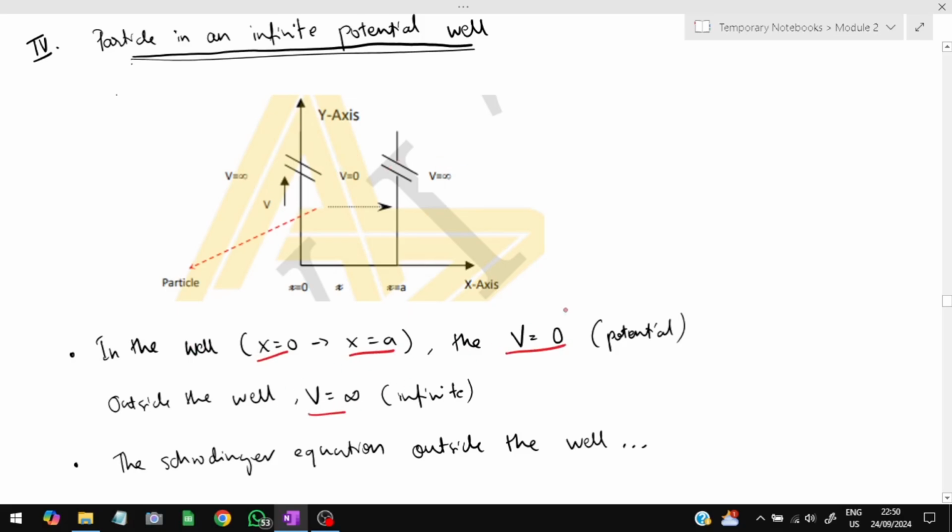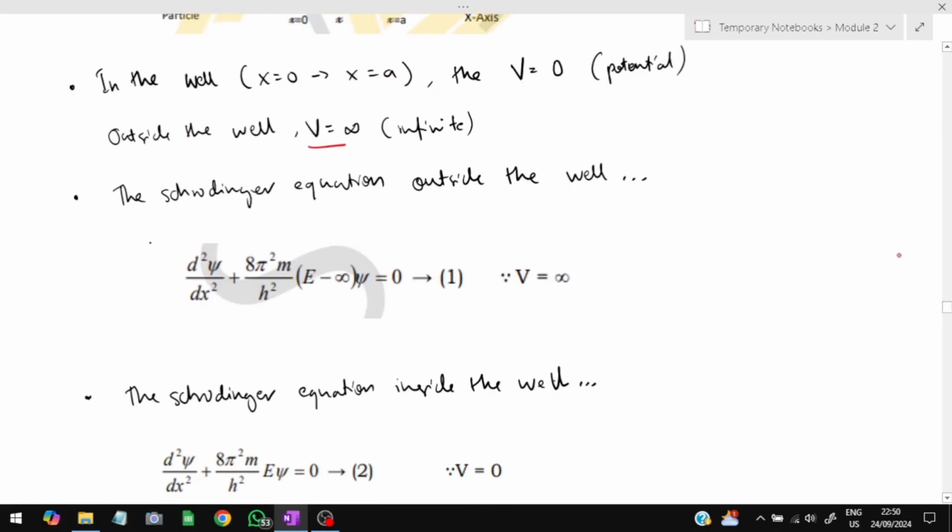Outside the well, V is equal to infinite, the potential is infinite there. Now the Schrodinger's equation outside the well. We are considering Schrodinger's equation in two places: one is inside the well and one outside the well. So outside the well, the V value is infinite, right? So this will become infinite is equal to 0.